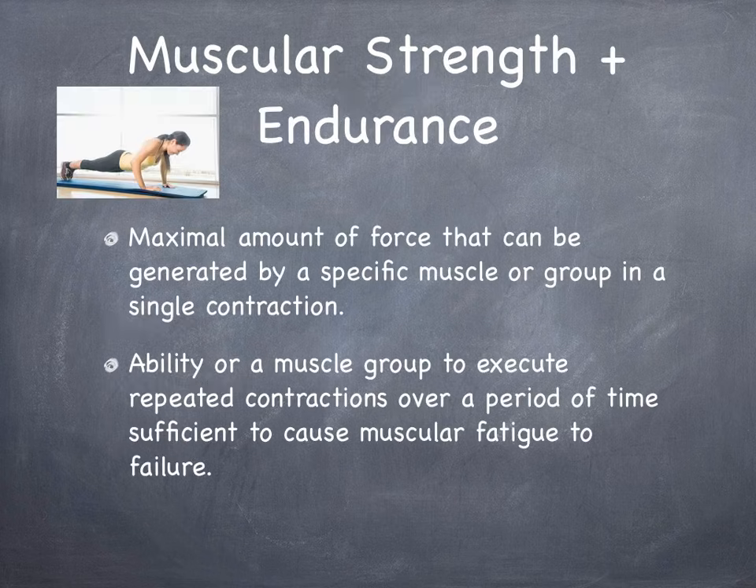Muscular strength and endurance. Muscular strength is the maximal amount of force that can be generated by a specific muscle or group in a single contraction. Muscular endurance is the ability of a muscle group to execute repeated contractions over a period of time sufficient to cause muscular fatigue to failure. For muscular endurance, you will usually complete the contractions until your muscles can no longer complete a contraction. For muscular strength, it is usually a 1 rep max, lifting as much as you can one time.